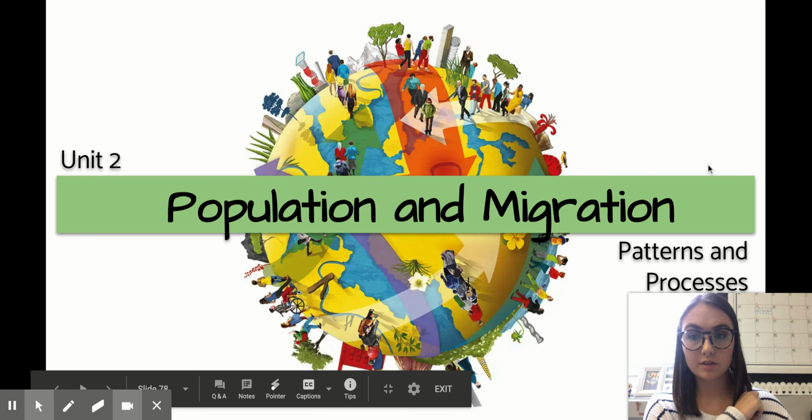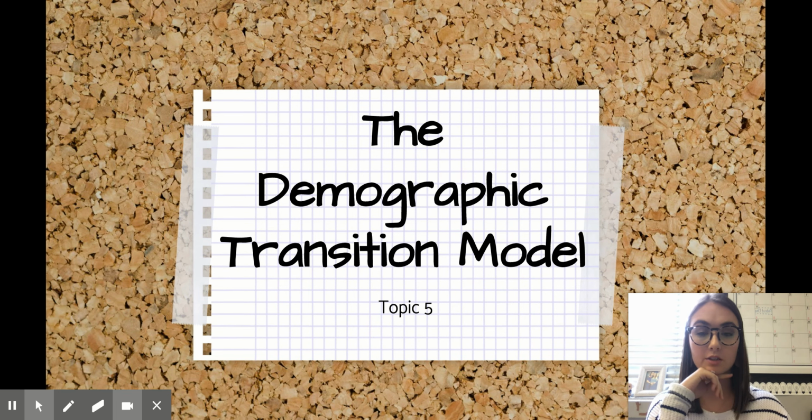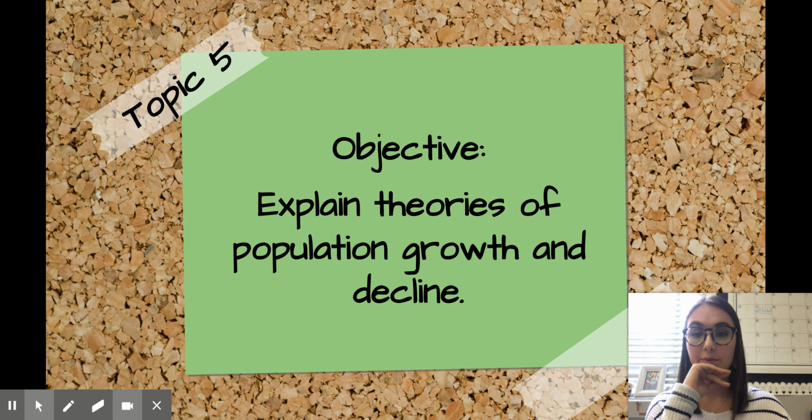Right, Unit 2, Topic 5, we're going to be talking about the demographic transition model. Your objective is to be able to explain theories of population growth and decline. We already talked about a couple of these theories with Boserup and Malthus. So those are theories that explain population growth and decline. We're going to look at a couple more things that help us to explain that.